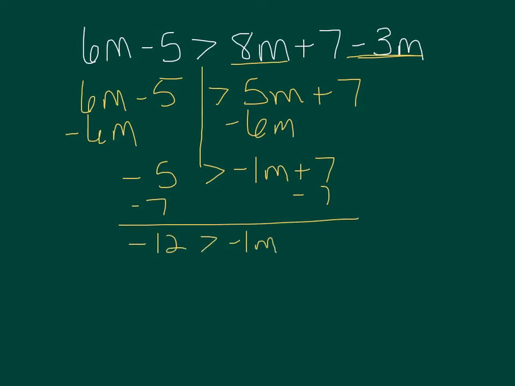Okay, now I got to get rid of my negative 1. I'm going to divide. Now remember, when you divide by a negative, you have to flip the inequality. Right? And we always read it with the variable first. So this is m is greater than 12.